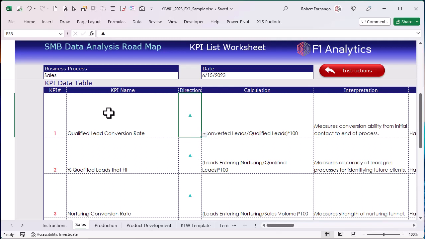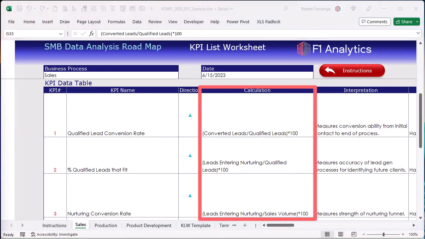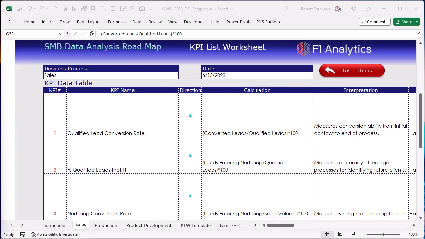In this case, if we look at our first KPI for qualified lead conversion rates, because it's a conversion metric, we want this to go up. In the calculation field, this is a space where you can write out how the KPI gets calculated. This can be used as a reference when you actually need to calculate the KPI and to make sure that you always know what this KPI is measuring. In this case, we've got a qualified lead conversion rate. To measure that, we're going to look at the number of converted leads divided by the number of qualified leads and multiply it by 100 to get a percentage.